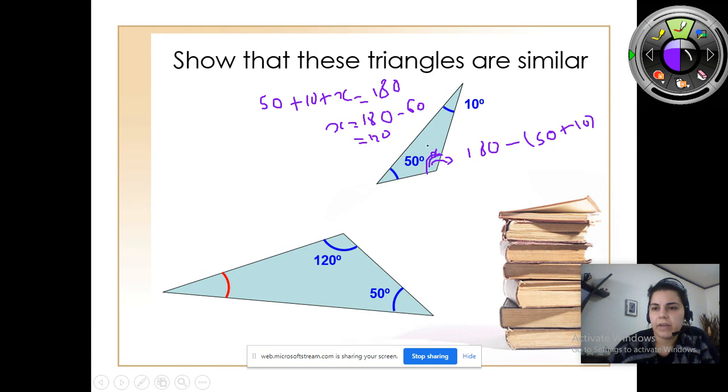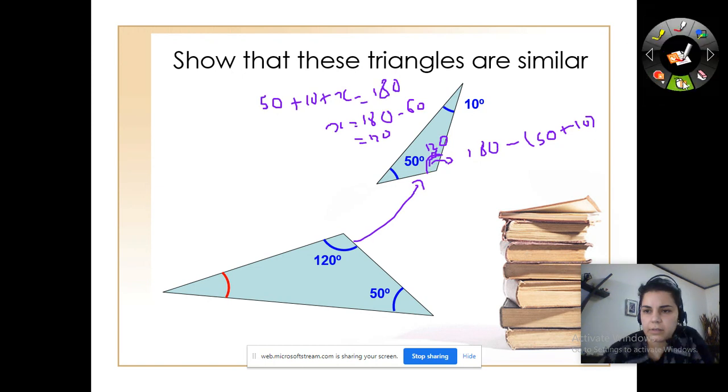So I can see that now they are similar. I can stop here, no need to continue. They are similar since I have two equal angles. I have 120, 120, do you see it? And I have 50 and 50. So those two triangles are similar, having two equal angles. That's it. I'm done with the first example. And the other case to prove similar triangles, let's go to the second case.